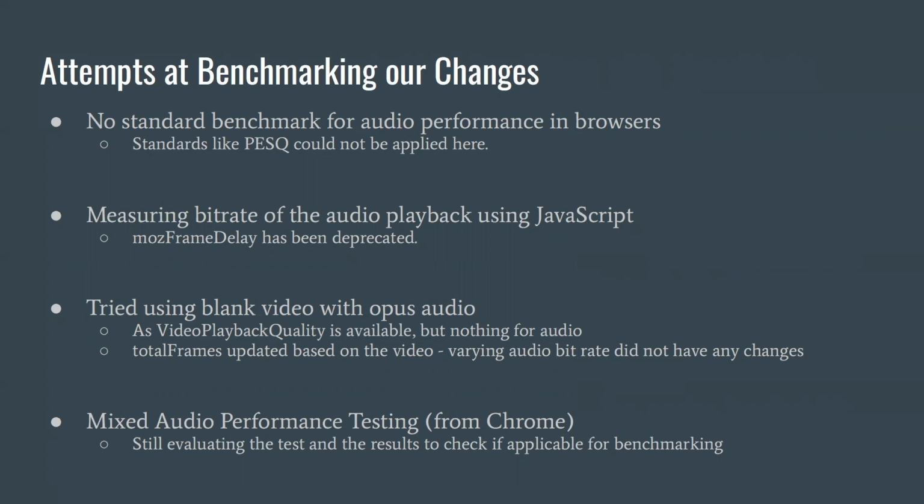So with no API available to measure the audio bitrate, what we next tried was to create a blank video with Opus audio in it and use the video playback quality API. However, we observed that the total frames count field was only updated based on the video, and varying the audio bitrate did not have any impact on it.